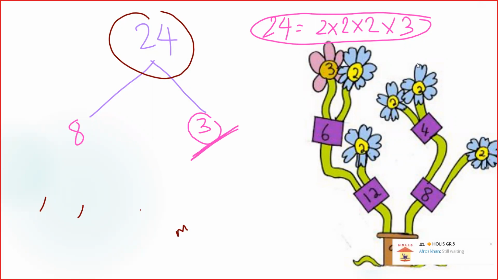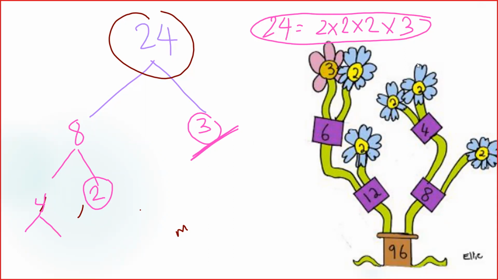It's already ready. I'm going now to number 8. Give me 2 factors that when you multiply them, you get 8. What are they? 2 and 4. Now look at number 2. Is it a prime? Yes, so I will stop here. But number 4, is it a prime? No. So I need to continue. When I find a prime number, I have to stop. But when I find a composite, I need to continue.